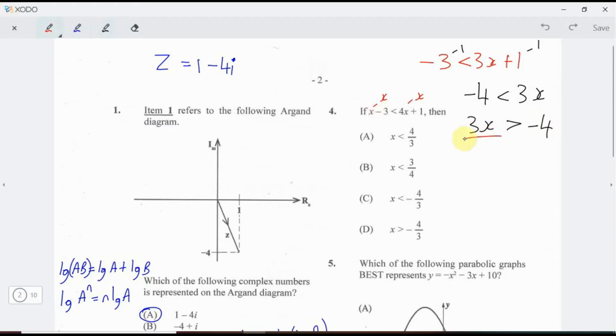And then I will divide both sides by 3. So dividing both sides by 3, we end up getting x is greater than negative 4 over 3. That's option D. Really nice.